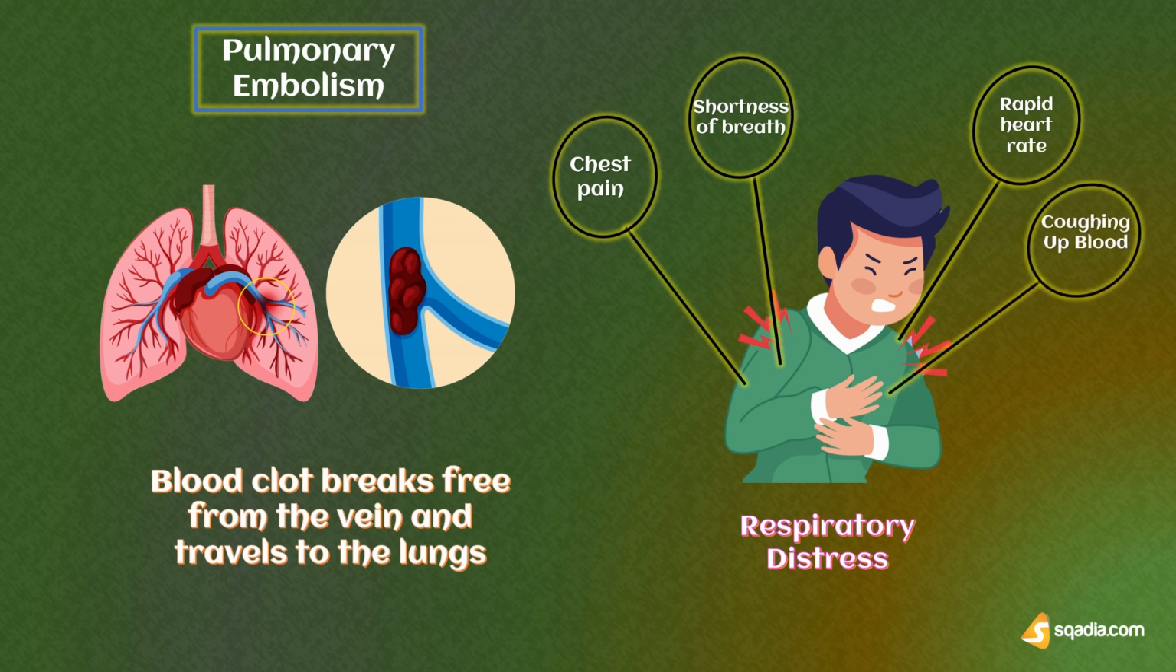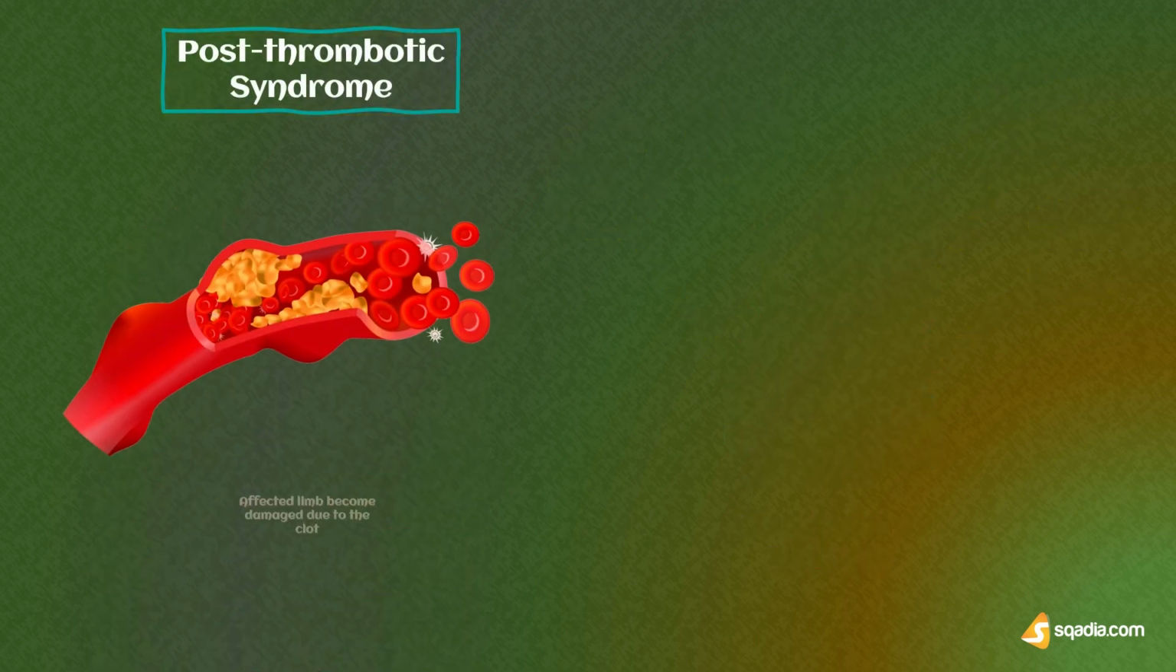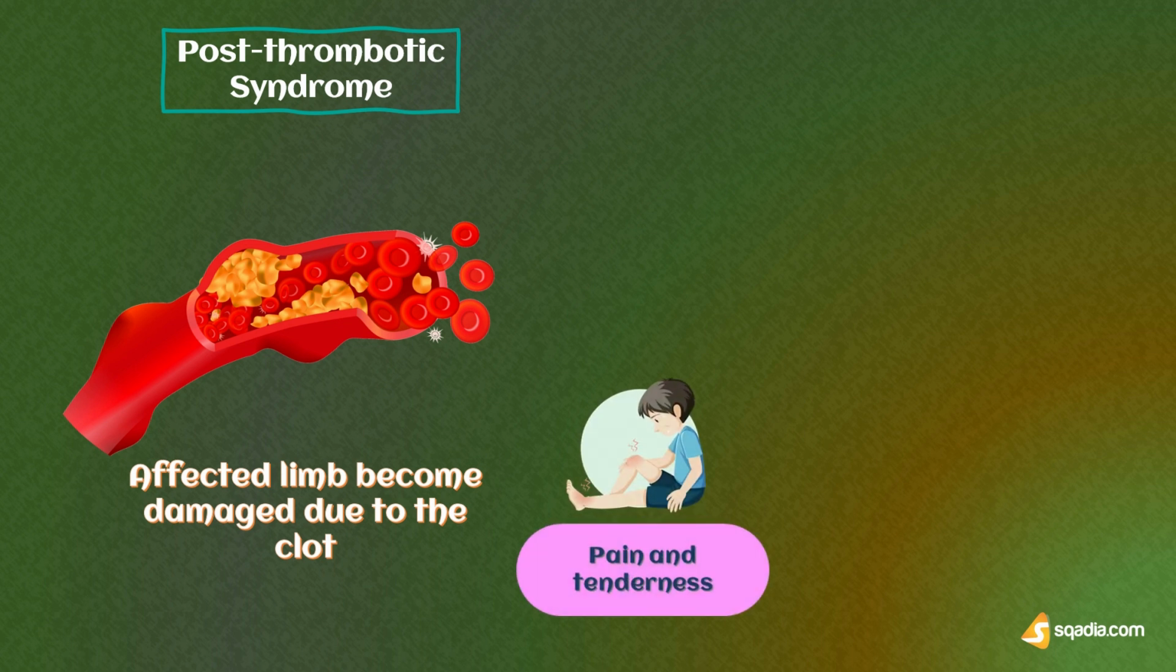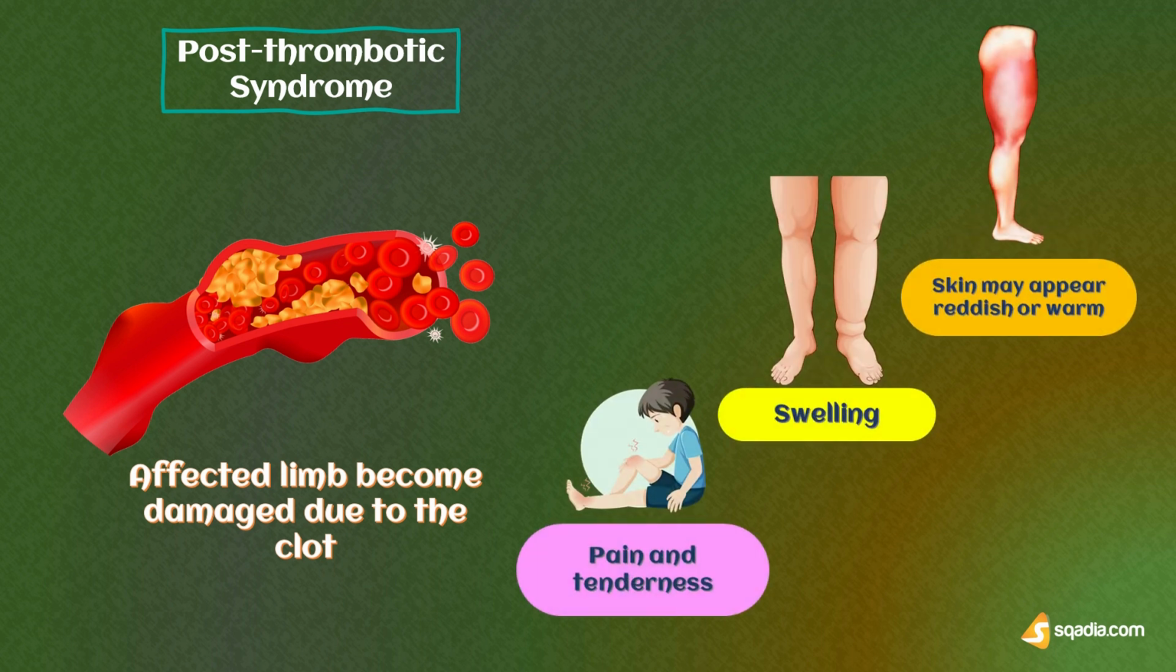Another complication of a lower limb blood clot is post-thrombotic syndrome. Post-thrombotic syndrome is another potential complication of DVT. It can cause long-term symptoms. This occurs when the veins in the affected limb become damaged due to the clot, leading to chronic pain, swelling, and skin changes. It can lead to ischemic death of affected limb tissue due to lack of blood flow.